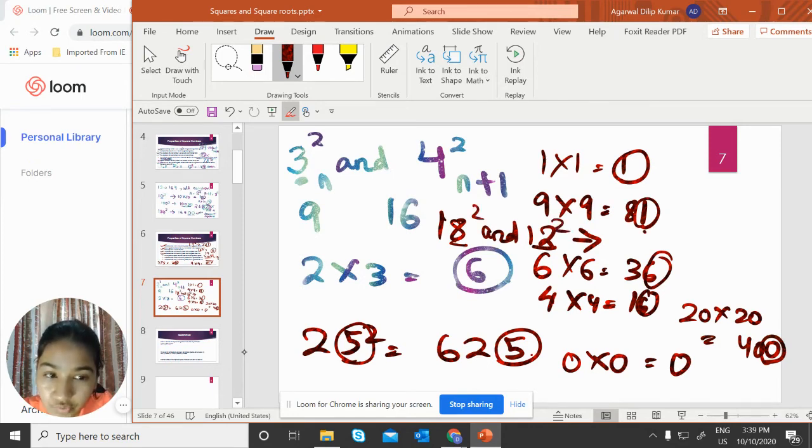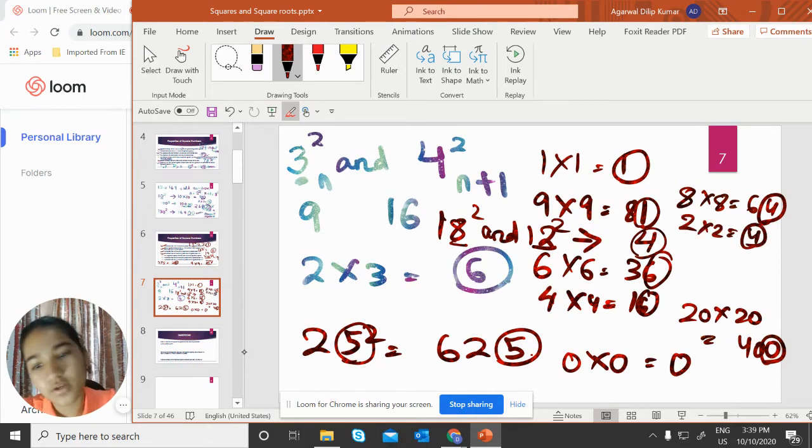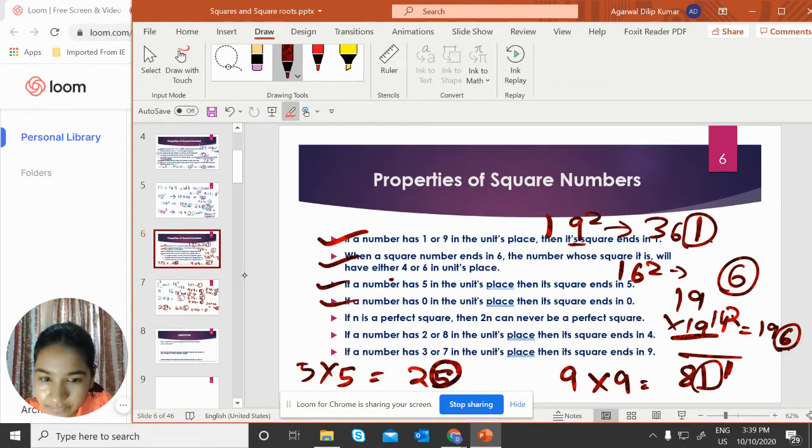So what will be their units place in their squares? It will be 4. Why? Because 8 8s are 64, 4 over here, and 2 2s are 4, 4 over here also. That's why. Okay, I hope this is also clear. 2 or 8 in the units place, then its square will end in 4.